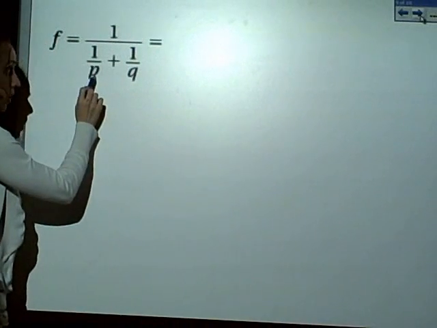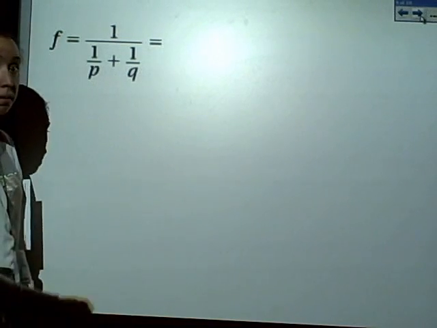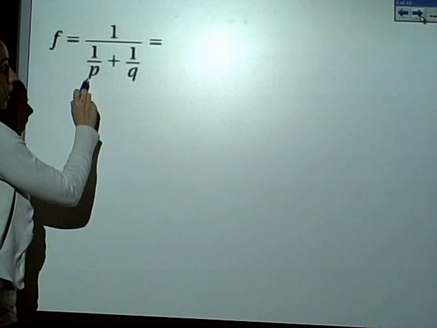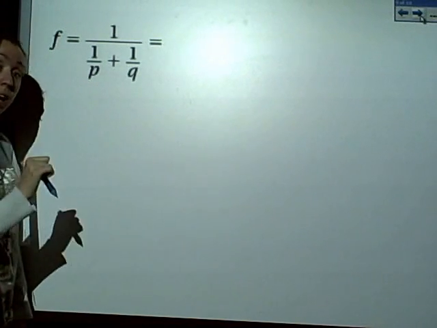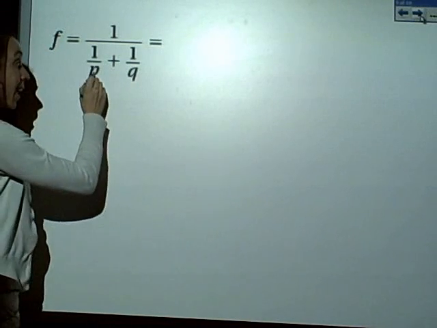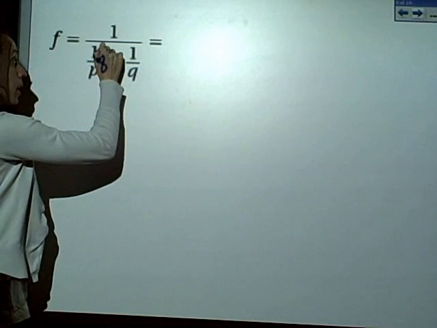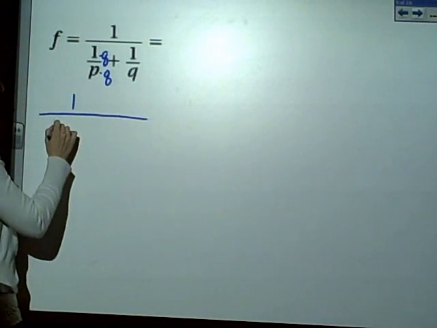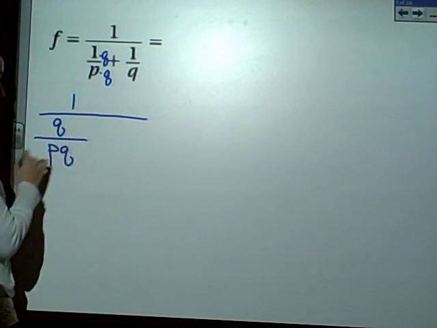First thing I notice, they don't have the same denominator in that denominator, which is weird to say. So this one has a p, this one has a q. So I need to find that common denominator. I need a q in order to add this one. So I'm going to multiply the top and bottom by q. That gives me 1 divided by q over pq.